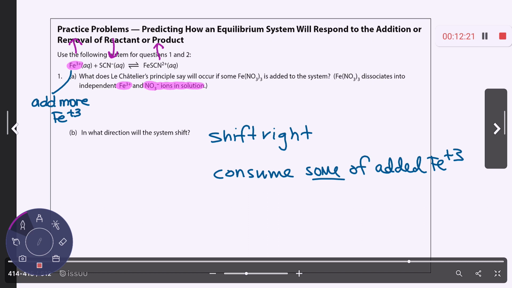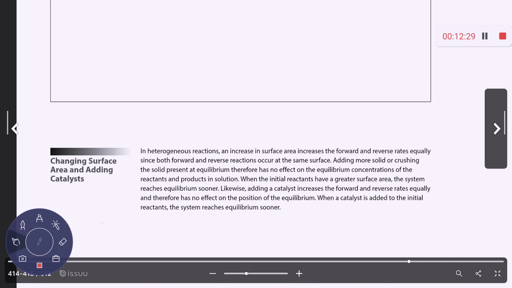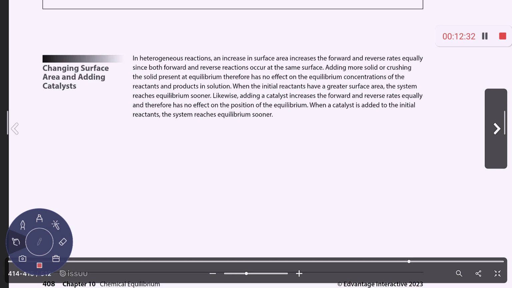Okay, let's look at the bottom at the last paragraph and then we'll do some review questions, okay? So if you're initially starting a reaction and you're using a solid and you decide that you want to get to equilibrium as soon as possible, a couple things you can do. Add a catalyst and then use a powdered solid. Okay, so when a catalyst is added, initially, you will get to equilibrium sooner. Okay, that's a benefit. Also, if the initial reactants have a greater surface area, so if you use a powder initially, you will also get to equilibrium sooner.